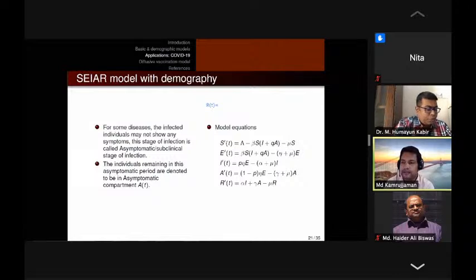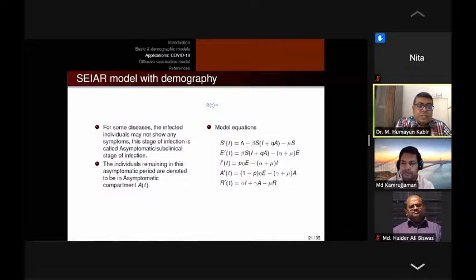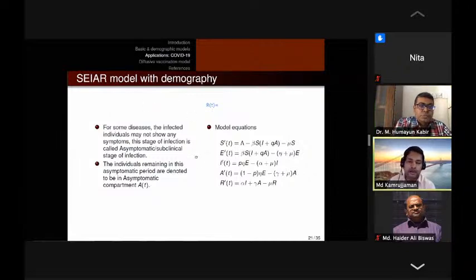The next question is, which method was used to fit the model to the data of France and Italy? For France and Italy, I considered a 6-compartment model and a 5-compartment model. This is the SEIAR model: S class, exposed population, infected population, and also the asymptomatic population. We also found that a lot of the infected populations are infected by the asymptomatic classes. That was studied for France and Italy.